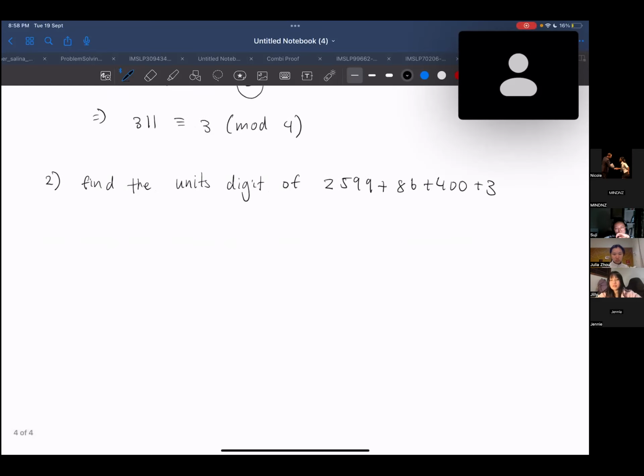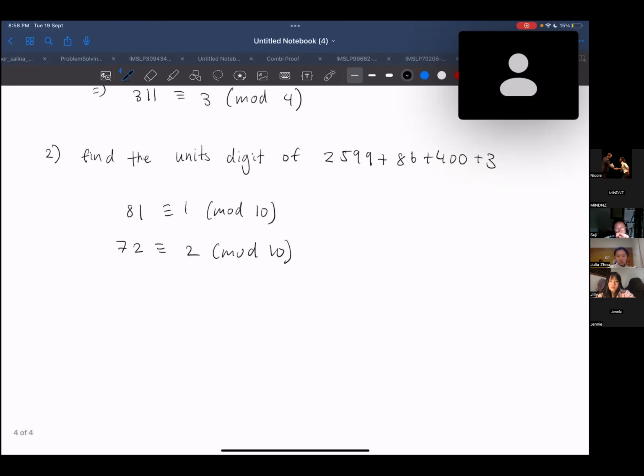For example, 81 is congruent to 1 mod 10, and 72 is congruent to 2 mod 10. So when you take something mod 10, you're essentially considering the last digit, because the first digit, like the 80 or 70, will all be divisible by 10. So then we just take everything mod 10.